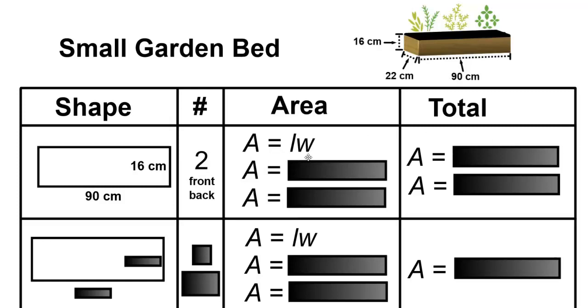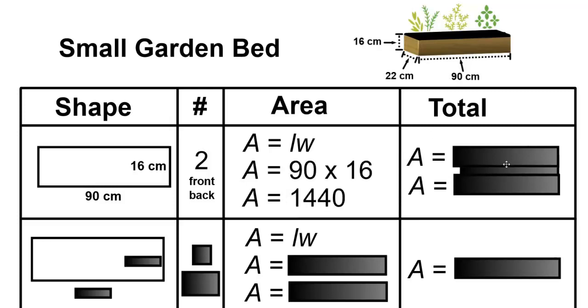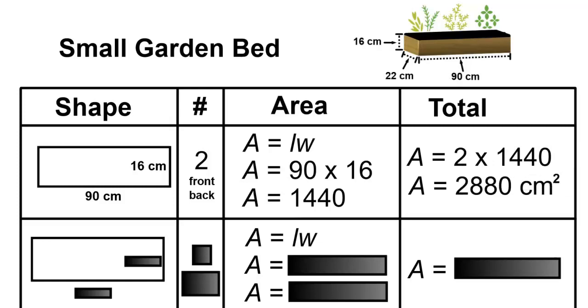Area equals length times width. Area equals 90 times 16, so the area will be 1,440. There's 2, so multiply that number by 2, and we get a total area of 2,880 centimeters squared.